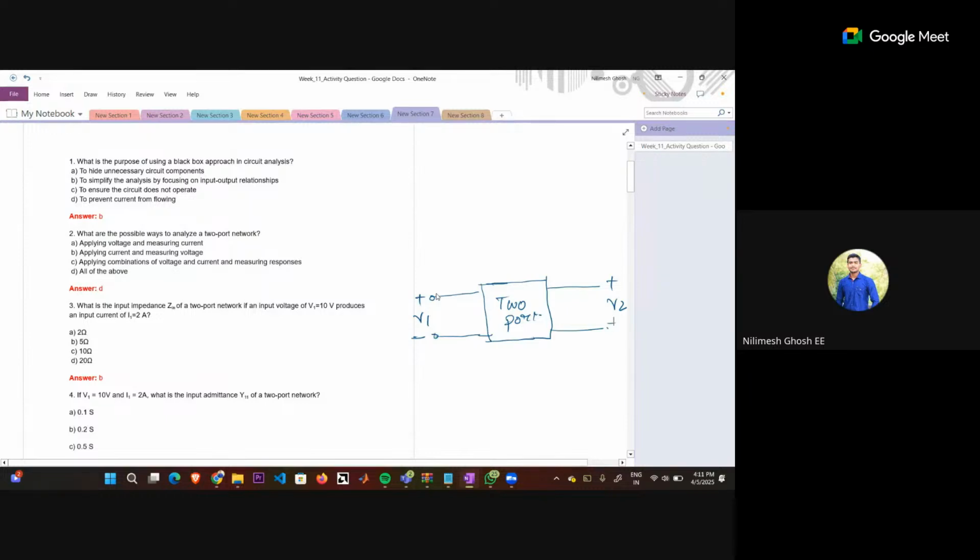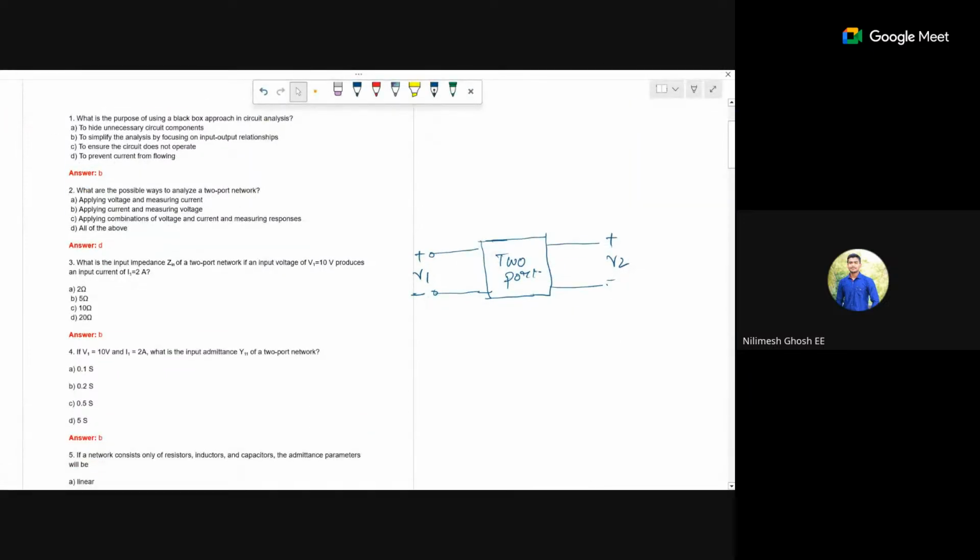So this is a two-port network, the basic two-port. This is my V in, this is my I in, this is my V2, this is my I2. So Z in will be whatever input voltage I am applying divided by whatever input current is going.